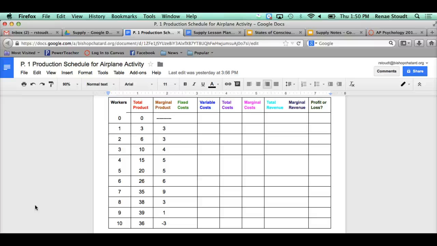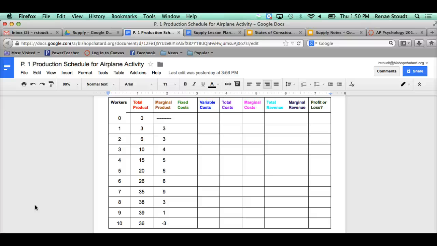What are we looking for? Increasing returns, what happens in increasing returns? What happens to total product and marginal product? Total product is going up or down? Up. Total product's going up. What happens to marginal product? Marginal product is going up as well. What happens when we hit diminishing returns? What's the only thing that changes? Marginal product goes down. So, Aaron, you already answered my question.